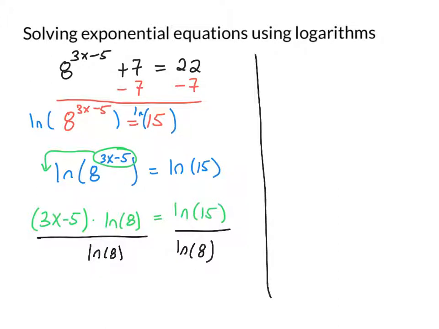Okay, so what we're going to do is we're going to come up here, and the natural log of 8's cancel, and I'm left with 3x minus 5 is equal to the natural log of 15 divided by the natural log of 8. And so we're in pretty good shape here.